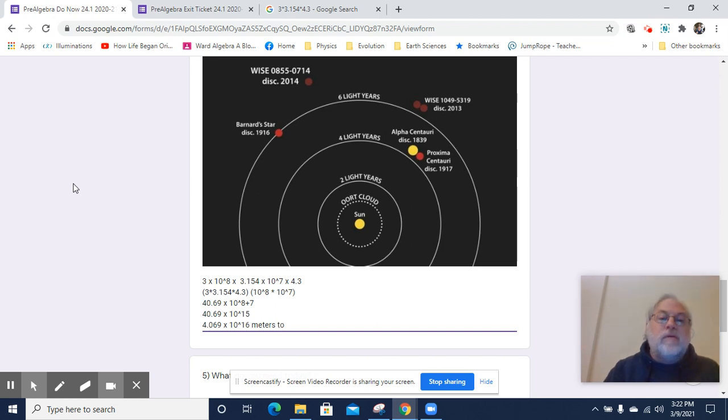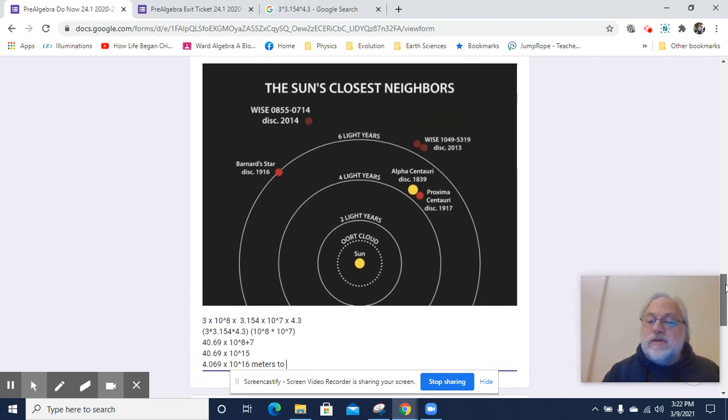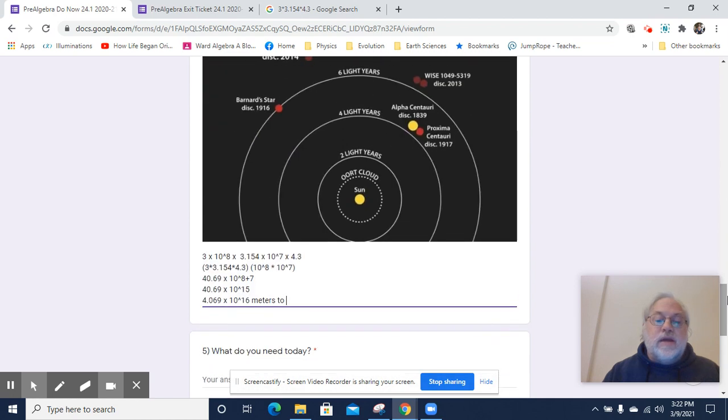Okay, to, is it Alpha Centauri or Proxima Centauri? They're about the same. We're using Alpha Centauri. I mean, they're not really that close to each other, but compared to where we are, they're pretty close. Okay, so that is how far it is in meters to Alpha Centauri. That is a long walk.